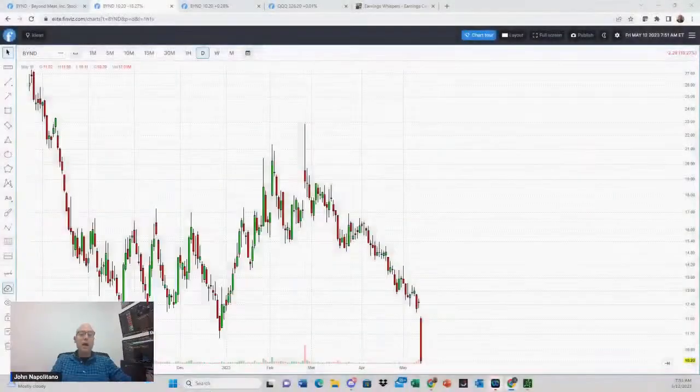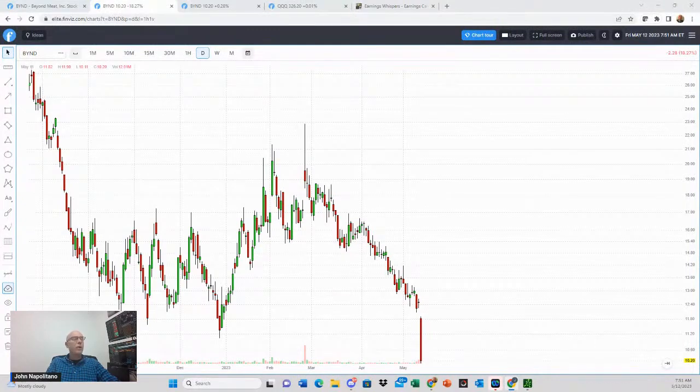So that being said, I'm going to jump into a trade from May 10th. I'm going to show you guys Beyond Meat. Beyond Meat reported earnings, and they were obviously not that great. The stock was down over 18% in one day. That's this last candle right here on the bottom, and that's what I'm going to zero in on.